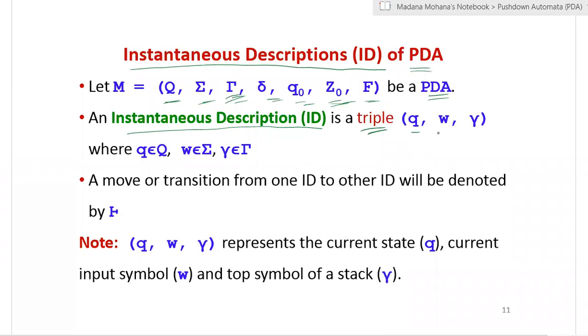The first one is q, the second one is w, the third one is gamma, where the first one, small q, belongs to the set of states capital Q. The second one, w, is a string taken from the input alphabet sigma, that is w belongs to sigma star. The third one, gamma, is also a string, but it consists of stack symbols, that's why gamma belongs to tau star. Now here you can see the delta definition: capital Q cross sigma cross tau. So the delta function takes three symbols on the left hand side. This combination we call a triple. So this is called the instantaneous description of a PDA.